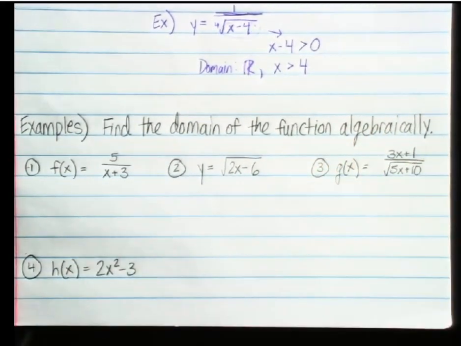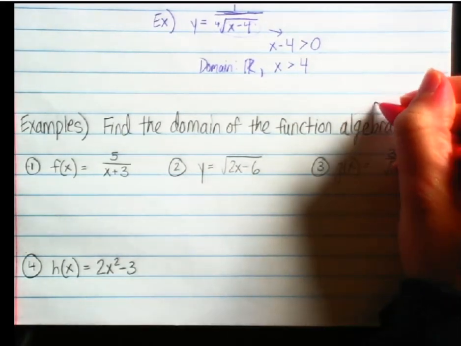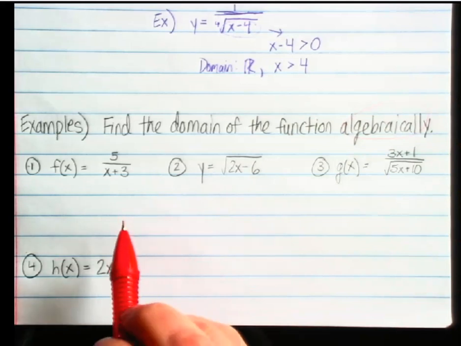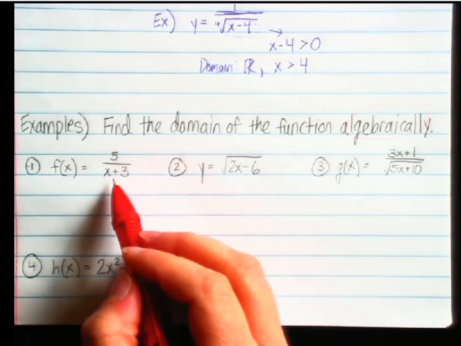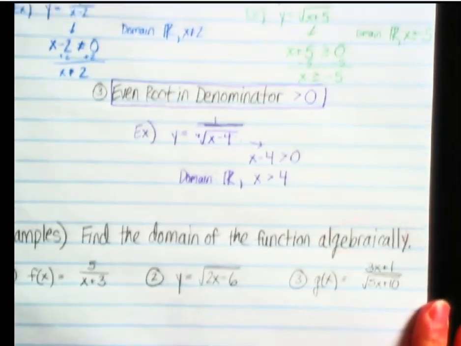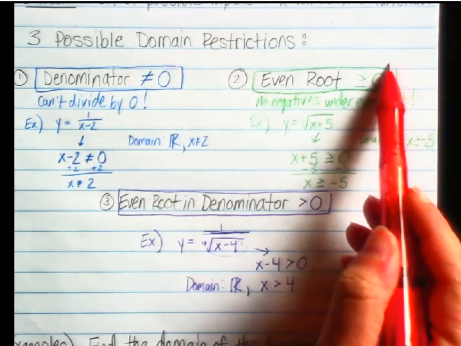Okay, so find the domain of the function algebraically. Again, algebraically means try to do it without a graph, right? Try to do it just based on the equation. So in number 1, I have f of x equals 5 divided by x plus 3. What you'd want to ask yourself is, of these 3, which one do I have? Because that's going to tell you which symbol to use.